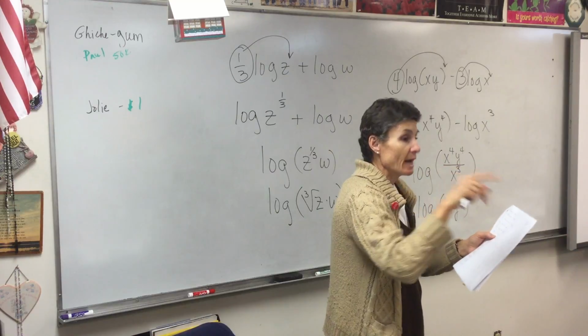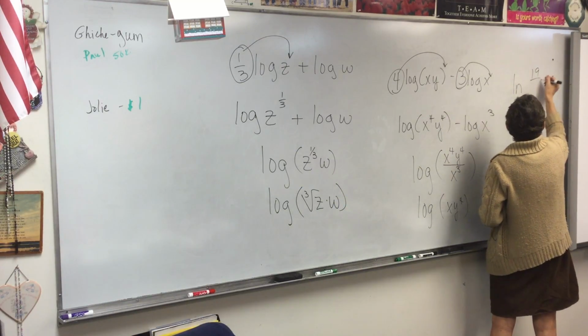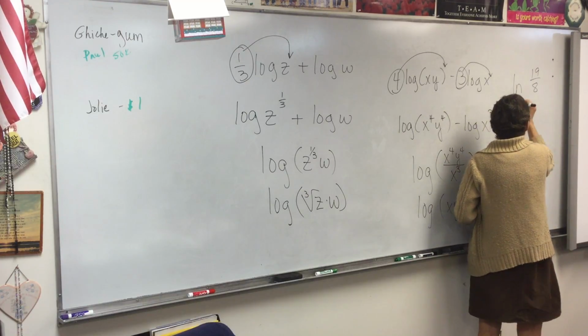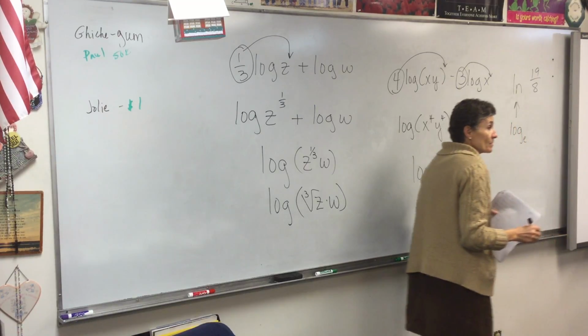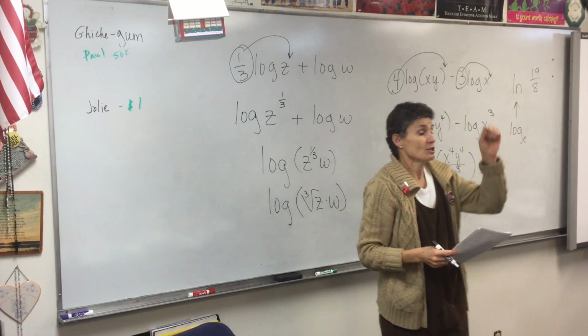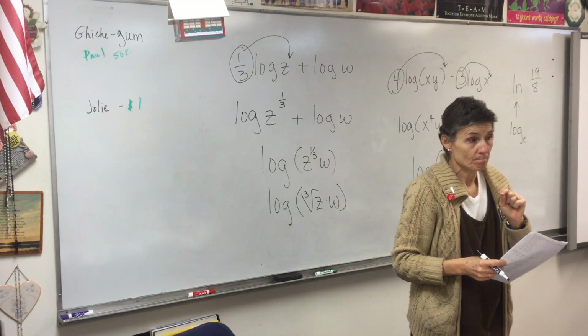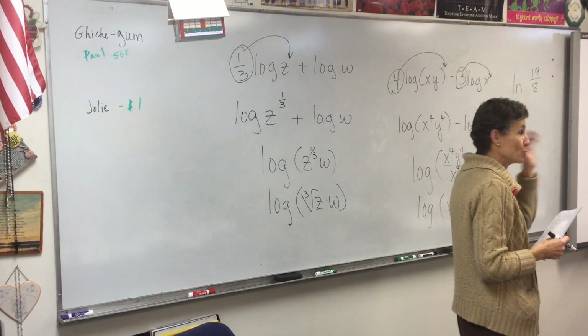Other way around. 19 over 8. So ln 19 over 8. Now before anybody starts getting panicky, remember ln is just another symbol for log base e. So ln works just like every other logarithm. ln is a logarithm. It works just like log.